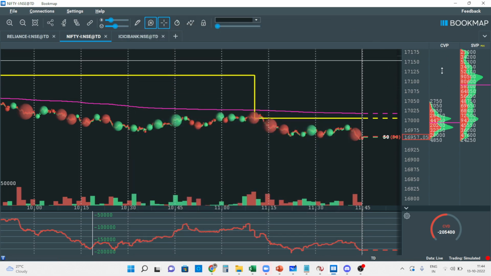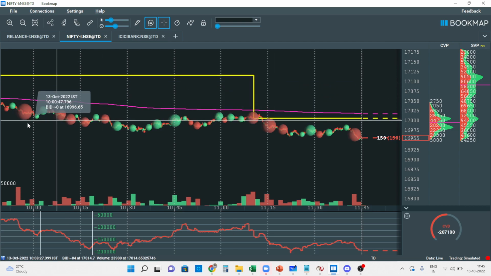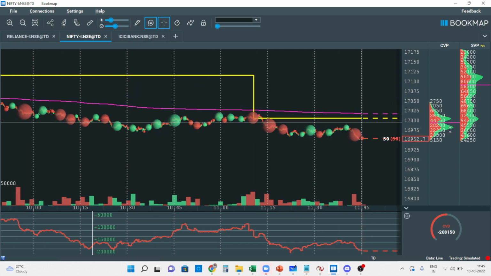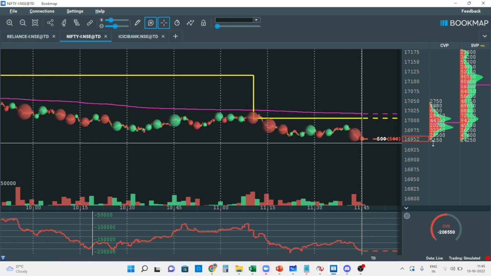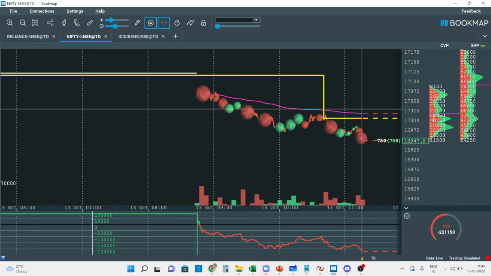And on the extreme left-hand side, you are seeing two things. One is CVP. CVP stands for cumulative volume profile, and the SVP stands for session volume profile. So the CVP shows the volume profile, volume activity in a distribution format, where the volume is more for the visible space. So if I draw more things on the visible space, the CVP also gets adjusted accordingly. You can see that the CVP is getting adjusted.